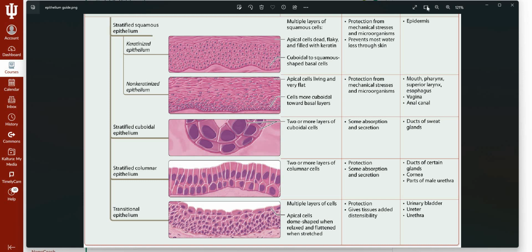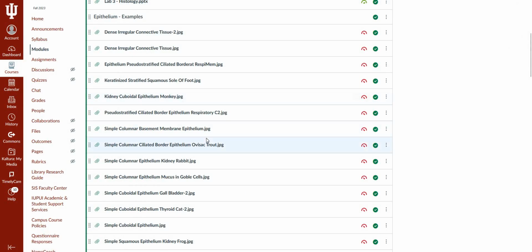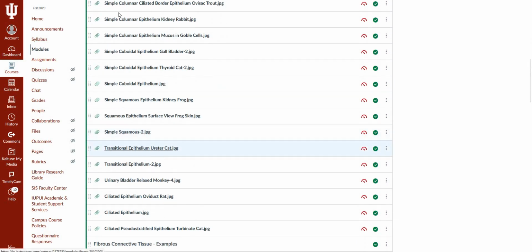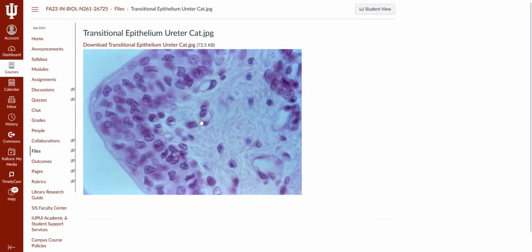So I know we do have an example of transitional epithelium. Let me find it here. So this is the ureter of a cat. Kind of fun. And the transitional epithelium is going to be this layer of cells here. So I guess the best way to look at this is, right now the cells appear cuboidal in shape, but as this flattens out, we're going to see maybe more along the edges squamous epithelium or squamous shaped cells.